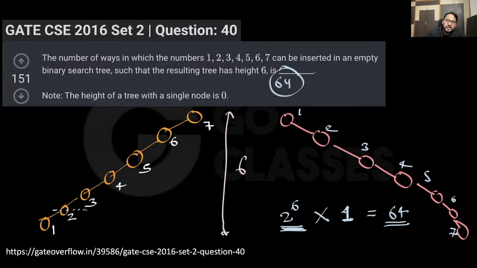Now suppose that instead of binary search tree, they just ask how many trees are possible. How many trees are possible with height 6? Then you will say that 2 power 6 structures are possible. And then every structure can be filled in how many ways? If there are 7 numbers, then 7 factorial ways. So this is the answer: 2 power 6, which is 64, into 7 factorial.